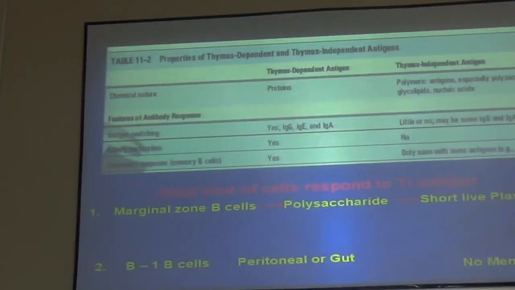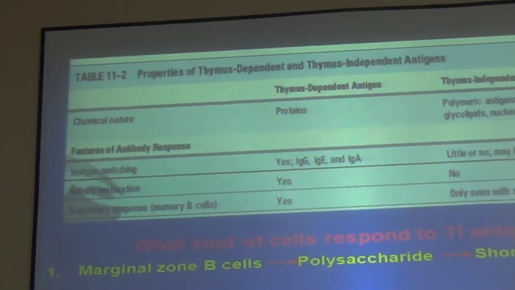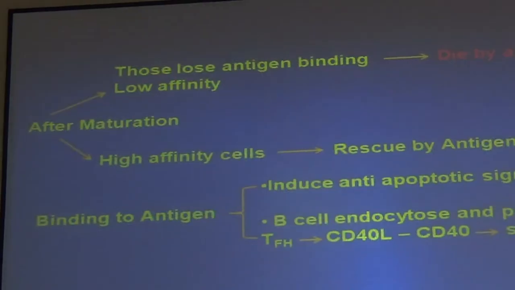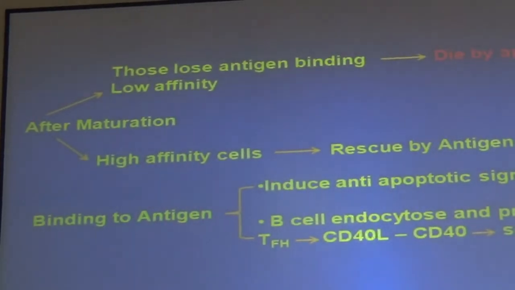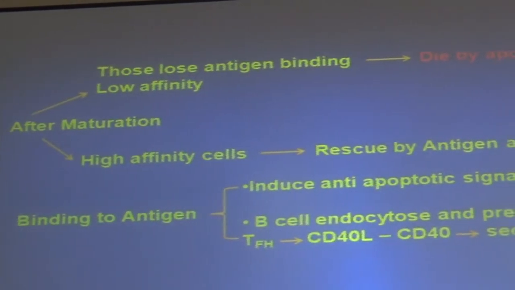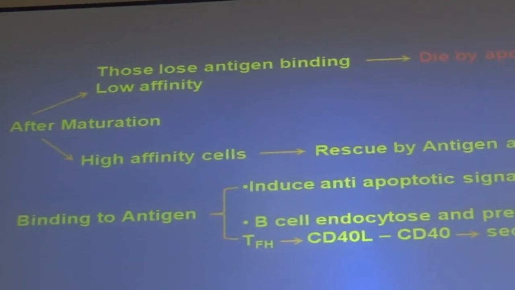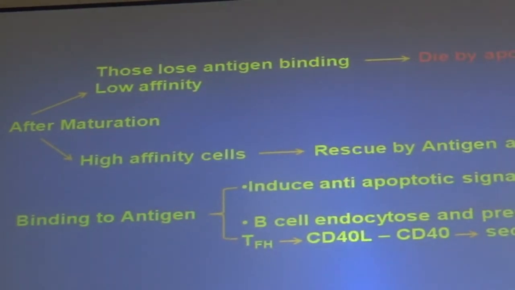Doctor, in the previous slide, the last sentence, B-cell endocytosis. Which one? This is a presentation of the antigen. Yeah, it is actually a summary of the previous list. I just put the summary here. I repeated it. It's the same.